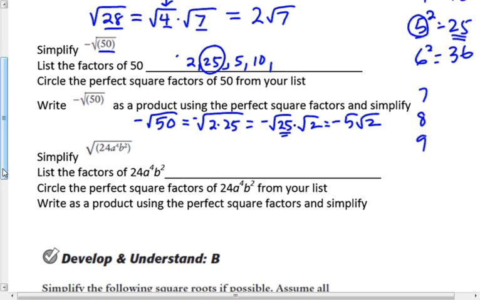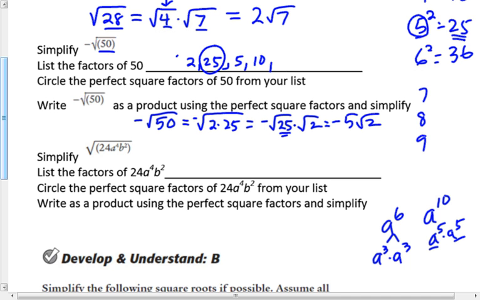Any variable to an even power is a perfect square factor also, like this. And you might remember this from exponents. That's that number times itself, right? A to the 10th is a to the 5th times a to the 5th. So every even power is a perfect square factor.